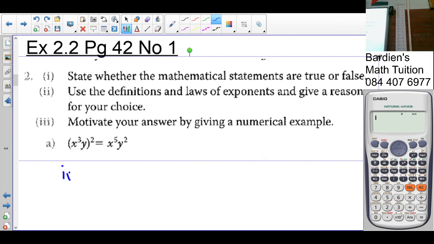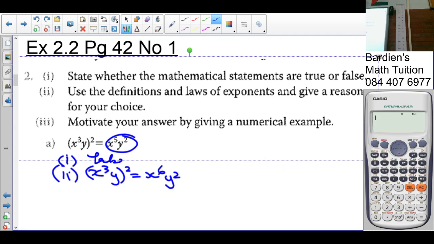So for number 2, we're using the definition. So (x^3 y) all squared can be written as x^3 y times x^3 y. What do we do if something is raised to a higher exponent? Multiply the exponents. So it's going to be x^6 y^2, which is not equal to this here. Can you see that, people? So number 1 is false.